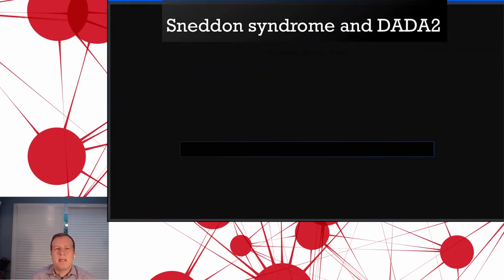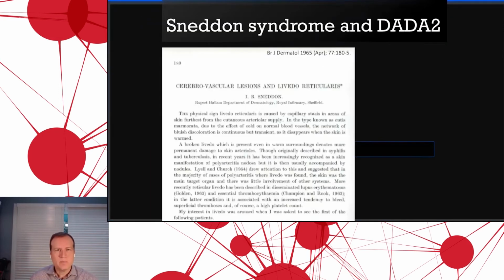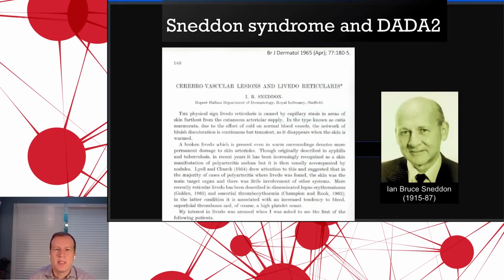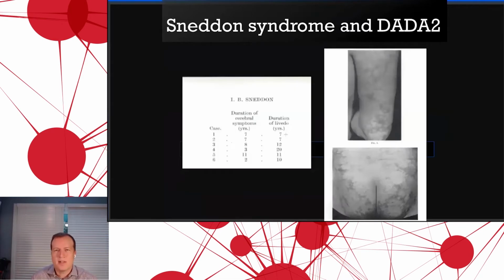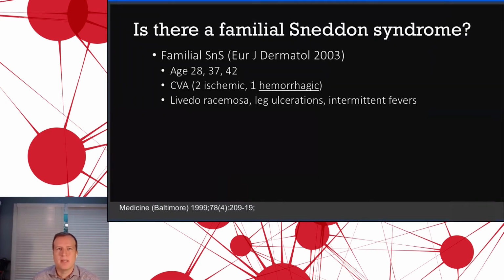And so I'll just spend a minute talking about Sneddon syndrome here. This was described by Ian Sheffield. He was an Irish dermatologist who noted an association with adult onset but early onset stroke in 6 patients who also had this peculiar pattern to the skin. He called this livedo reticularis when first reporting it, but in fact, if you look at these original pictures, this was much more of the racemosa pattern that we've been talking about with vascular disease.